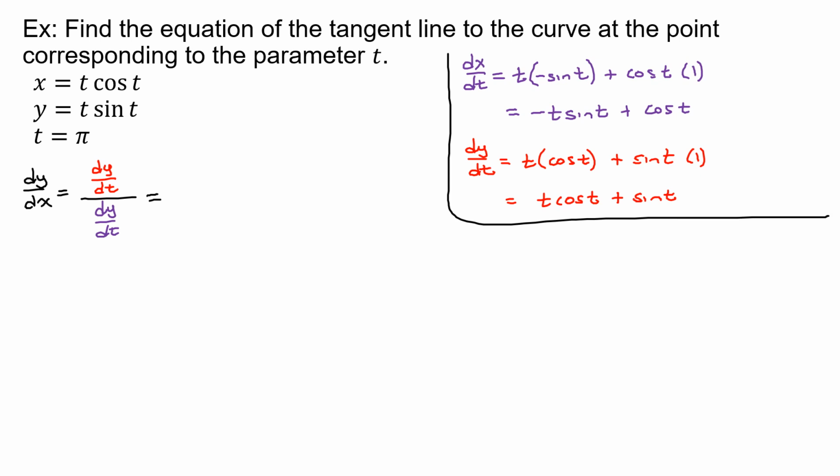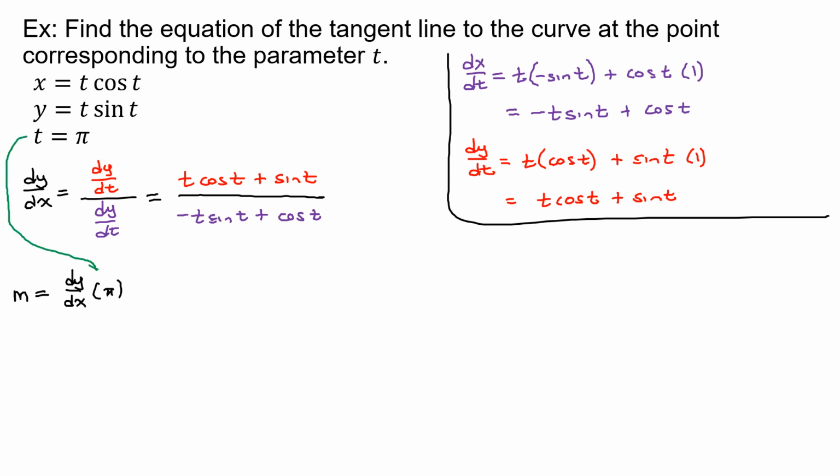And so my derivative itself, dy/dx, would be t cosine t plus sine t, all divided by negative t sine t plus cosine t. Again, this does not simplify very well, so we're going to leave it just like that for the derivative. And so I'm going to plug in a point anyway. So my slope would be the derivative evaluated at pi. This t value right here gets plugged in to my derivative.